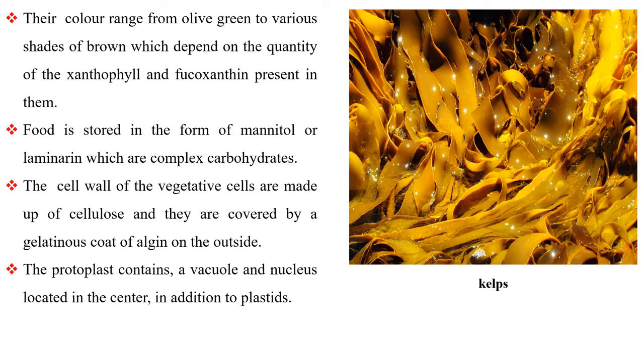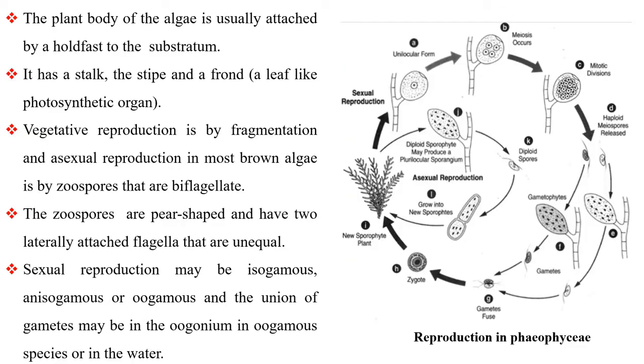The protoplast contains a vacuole and a nucleus located in the center, in addition to plastids. The plant body of algae is usually attached by a holdfast to the substratum. It has a stalk, a stipe and a frond. Vegetative reproduction is by fragmentation and asexual reproduction in most brown algae is by zoospores that are biflagellate. The zoospores are pear-shaped and have two laterally attached flagella that are unequal.